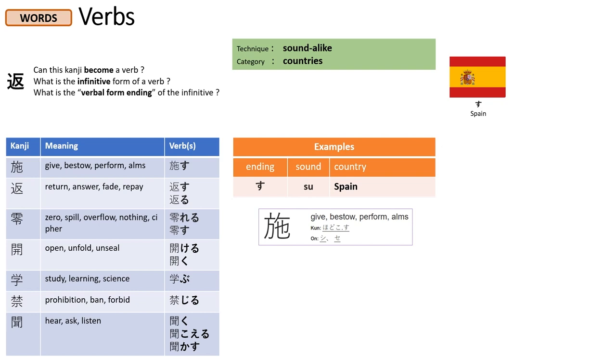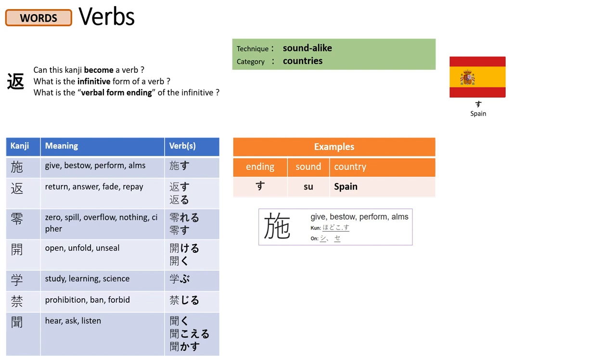Here's the kanji illustrating the notion of giving, performing, and also alms. The verb is hodokosu, so ending by the sound su. And in my code, I associated this sound su with the country Spain, because in Japanese, you pronounce it su-pe-in.